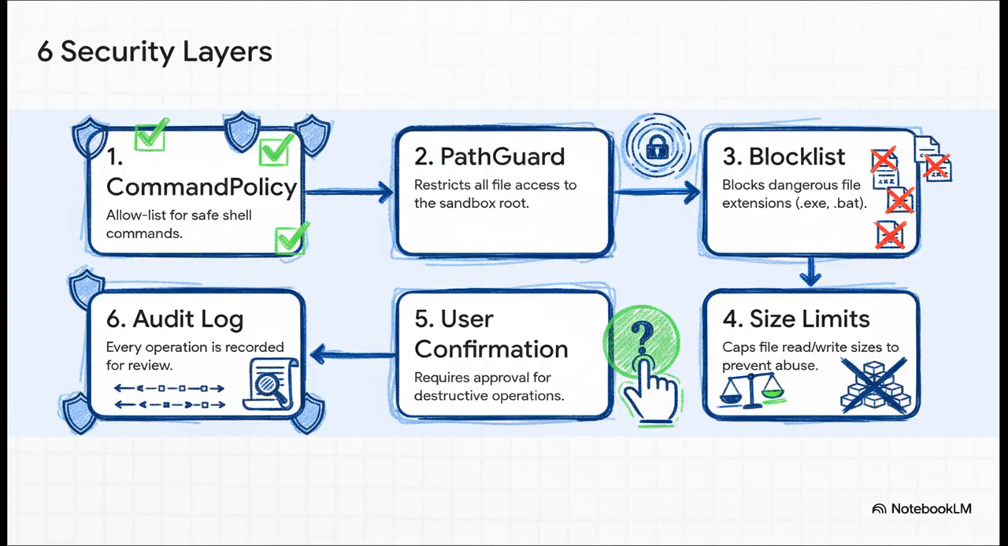But of course, when you give an AI those kinds of tools, you'd better have some serious guardrails in place. And this thing is locked down tight. We're talking about 6 distinct layers of security. A command policy makes sure only safe commands get through. A path guard guarantees it can never, ever leave its designated folder. There's a block list for risky file types, limits on file sizes, and it even has to ask you for permission before doing anything destructive. This is power, but it's power that is very carefully contained.